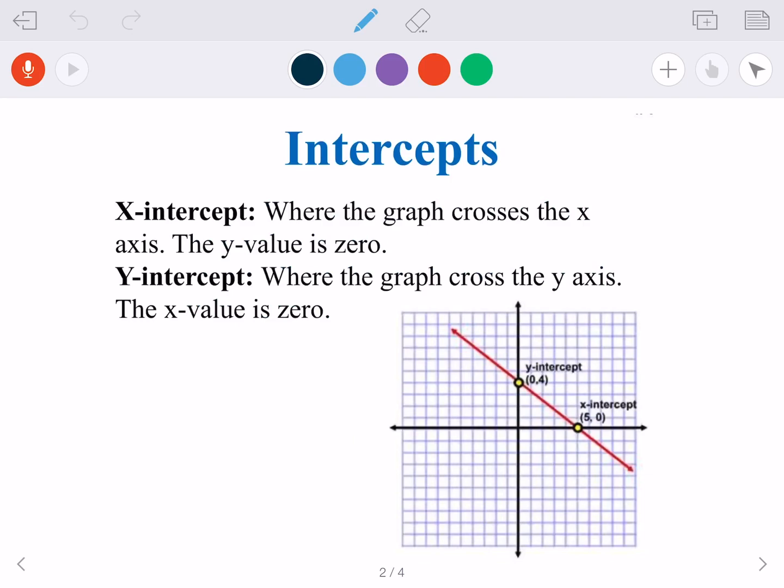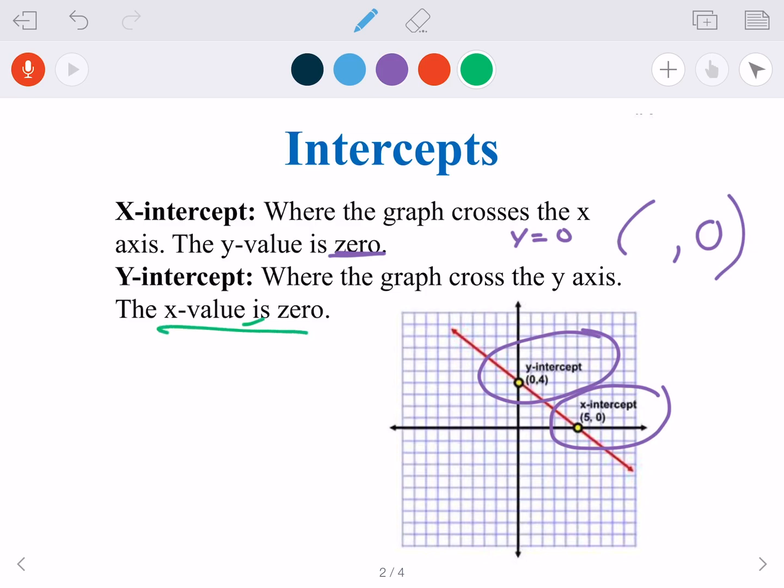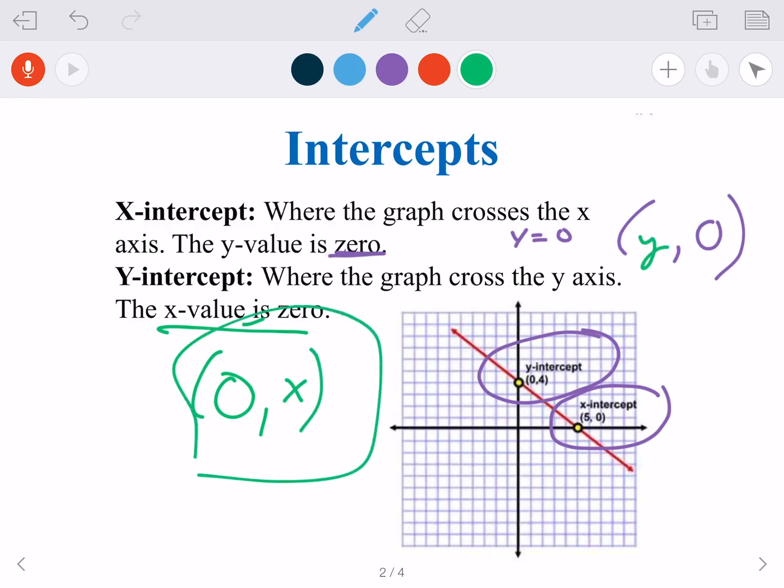But you should already know the x-intercepts and y-intercepts. I'm assuming you do because that's some basic stuff. For the x-intercept, your y value is always going to be 0. So whatever your ordered pair is, you're going to have your x, and your y value is 0. In your y-intercept, the x value will always be 0. So let's just call it x, and we'll call this y. Just things to remember, being able to identify those.